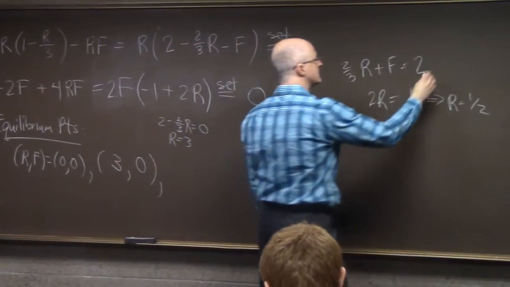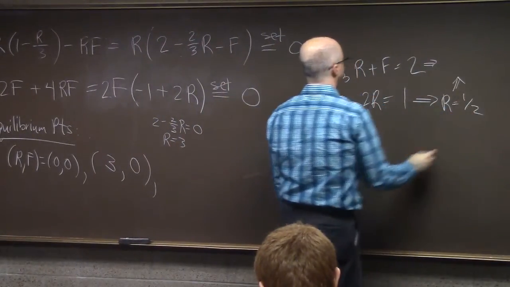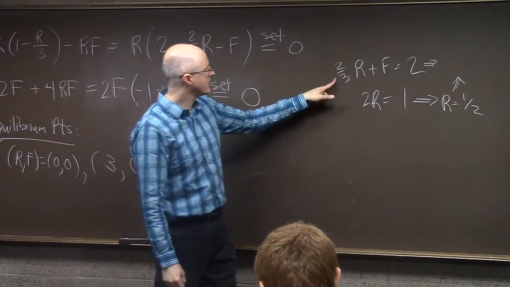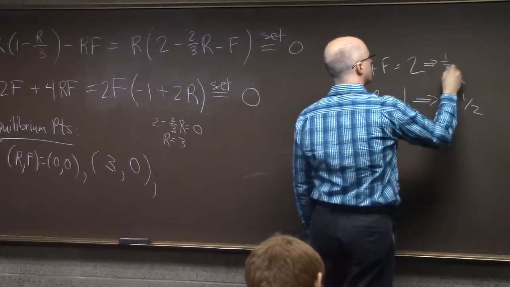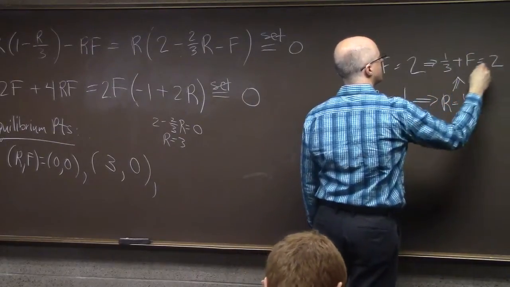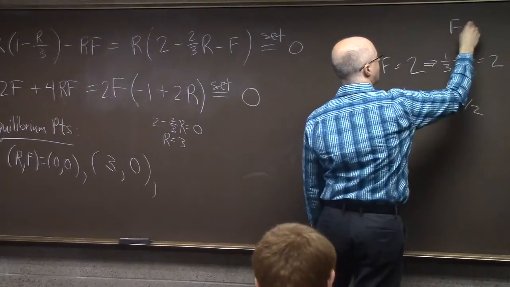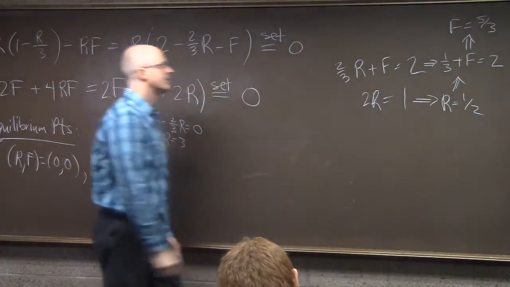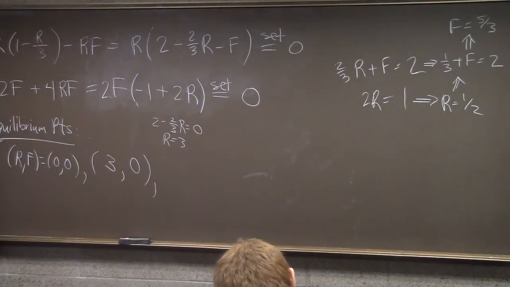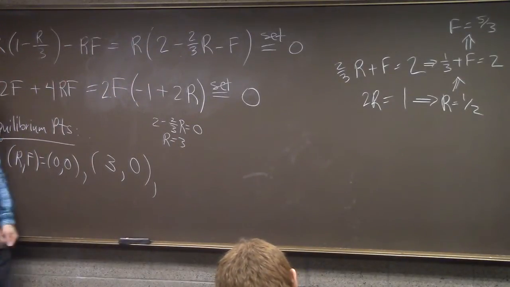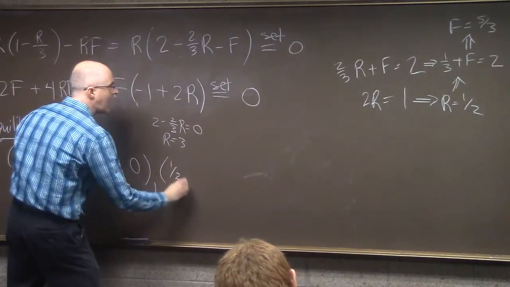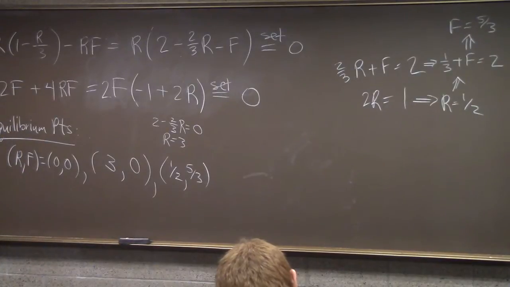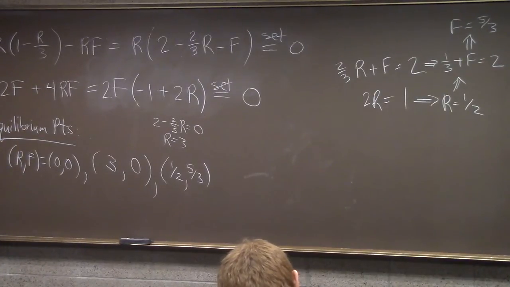And then substitute that into this equation in place of r. 2/3 times 1/2 is 1/3. So you get 1/3 plus f equals 2. F will be 2 minus 1/3, which will be 5/3. Everything look good? Catch me if I make a mistake. It looks like (1/2, 5/3) is another equilibrium point. So that's the first thing you want to do.